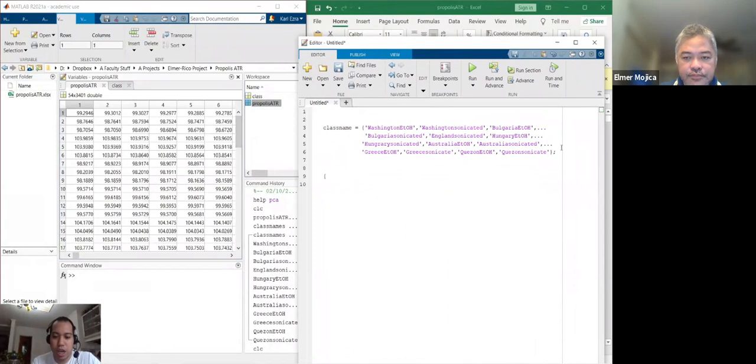So, I'll type coef score equals PCA of the Propolis ATR. Yeah, so ibig pong sabihin ay this code will already perform principal components analysis. And then, yung score, yun po yung kailangan natin. The first two columns of score are the first two principal components.